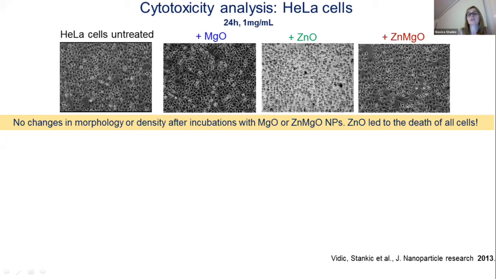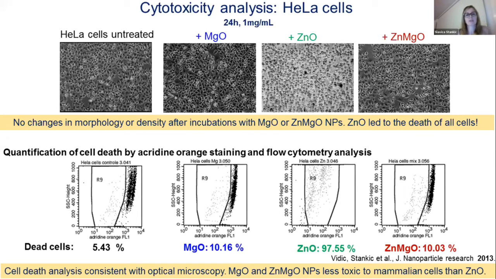While in the case of magnesium oxide and zinc magnesium oxide, there are almost no changes in morphology and density. This has also been confirmed with quantification of cell death by staining those cells with acridine orange. And we came to the same results: zinc oxide, in nanoparticle form, is quite toxic at this concentration, while zinc magnesium oxide and magnesium oxide seem to be quite safe to mammalian cells.